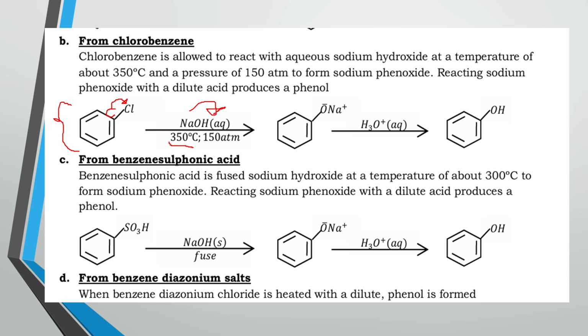So you pick one temperature. For this, we went with 350 degrees Celsius at a pressure of 150 atmospheres. This is going to give us our sodium phenoxide.